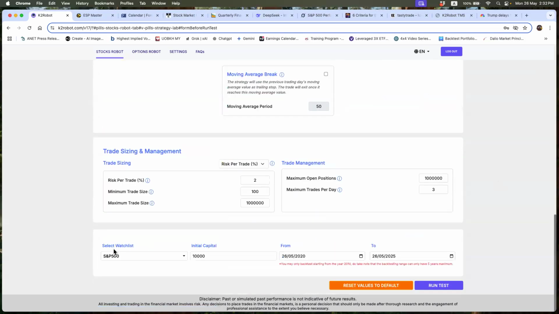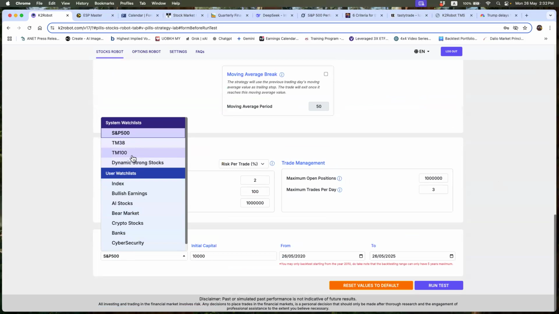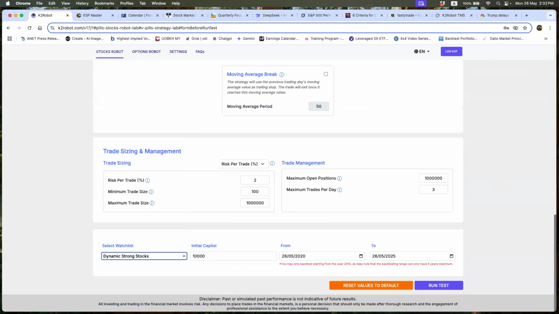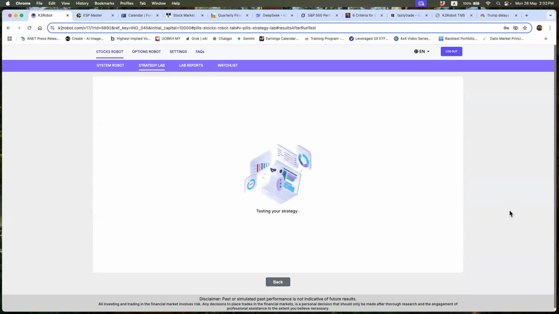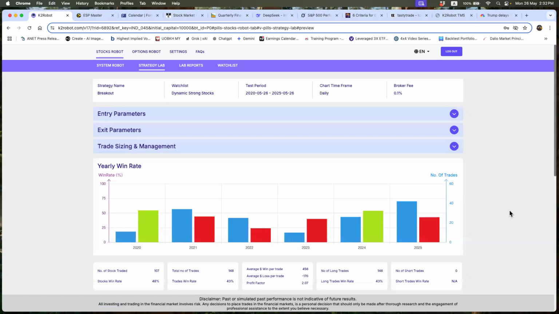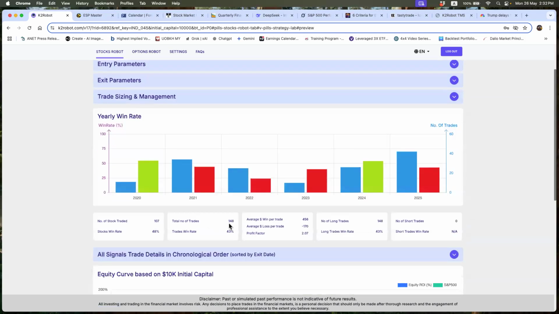This is what we have done with the S&P 500 and TM100. But remember, we just launched these dynamic strong stocks. So now if I choose dynamic strong stocks, using the same set of parameters, let us try. You run the test and let's see how the performance is. The stocks in the dynamic strong stock watch list are updated weekly, and remember, they are the top 10% of the strong stocks in the market. So this is the performance, 148 trades taken. Wow, a significant increase in the number of trades, by at least 80% versus the S&P 500.